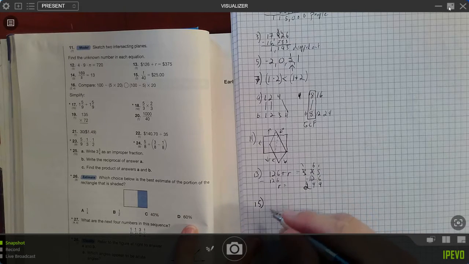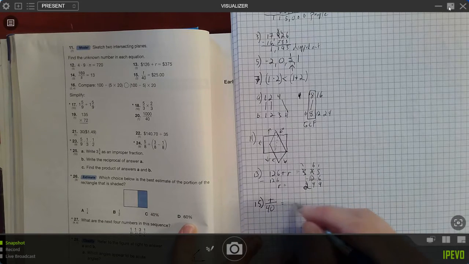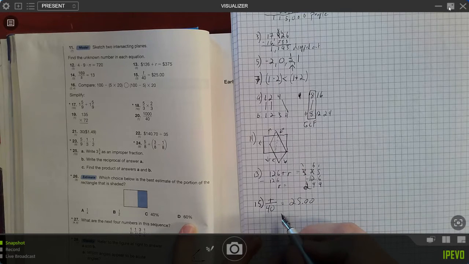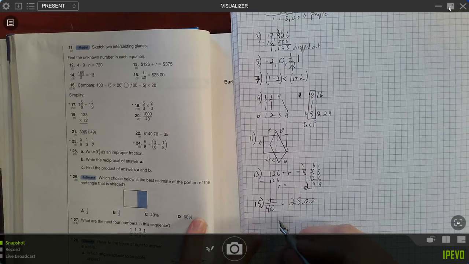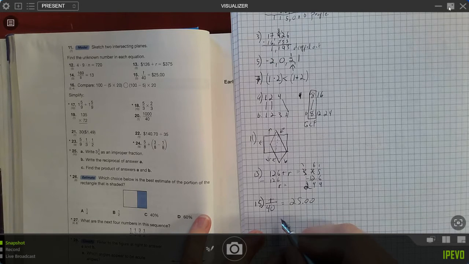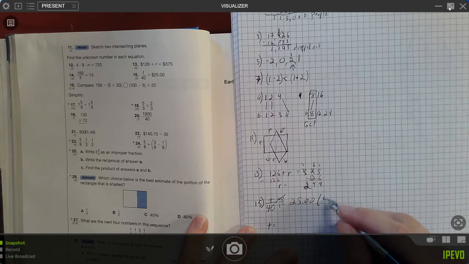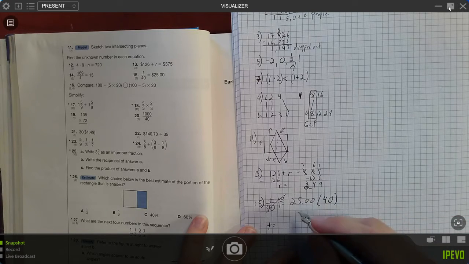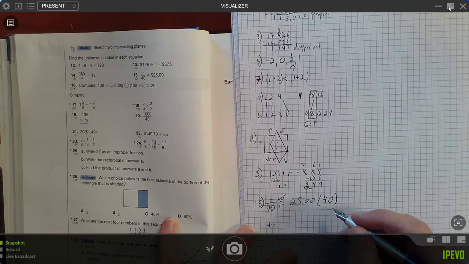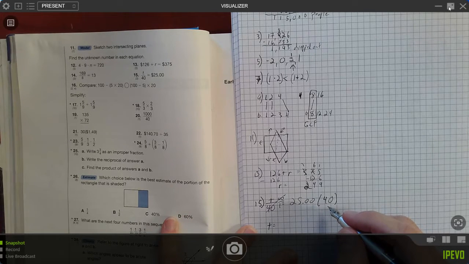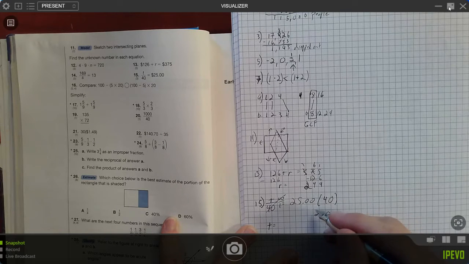15. T over 40 equals $25. Now, if you know your multiplication and division facts, this is easy because all you do is times both sides by 40 to get T equals, the 40 over here crosses out, leaving you with just T. And then over here, you times it by 40. 40 times 5 is 200. And 40 times 20 is 800. And altogether, that is 1,000.